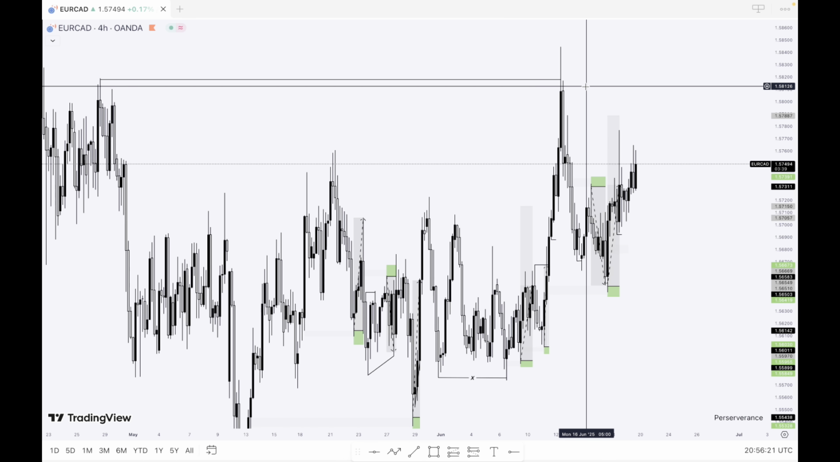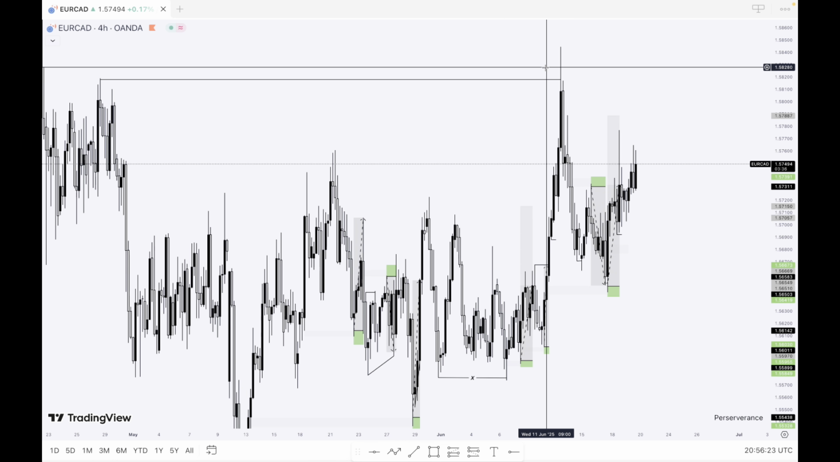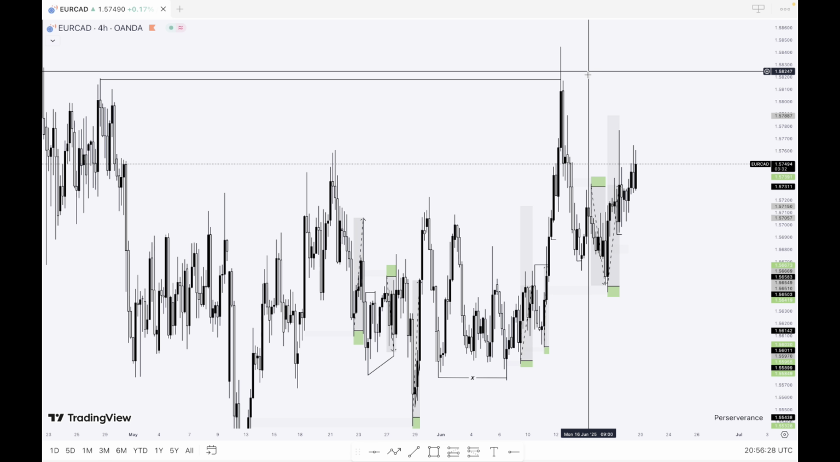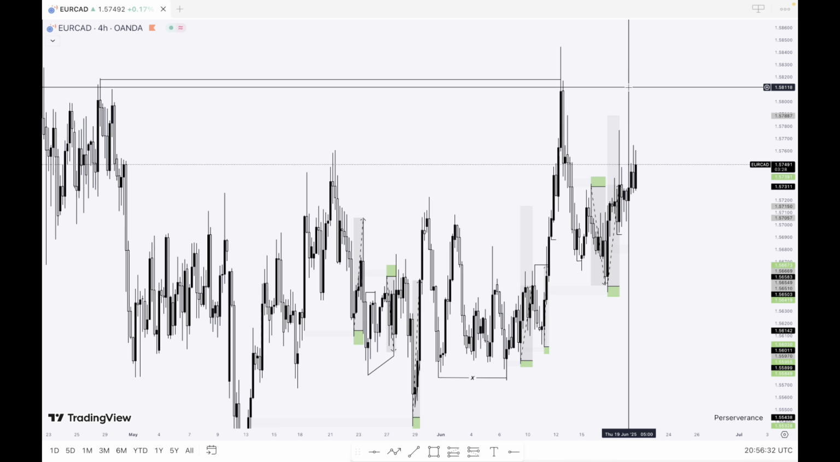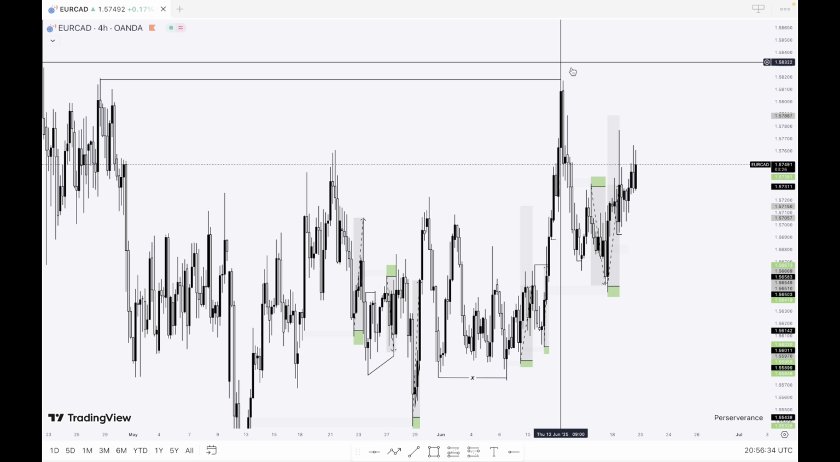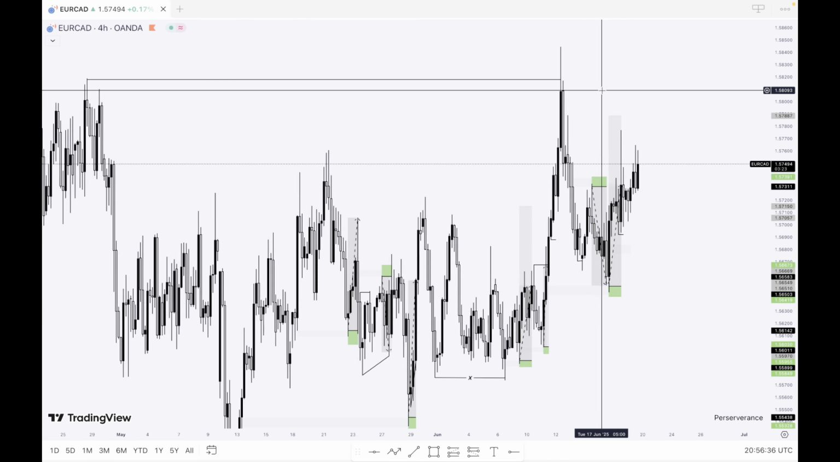Now how do we know that this is a liquidity sweep? Because price did not close above this zone with a candle body. Price wicked from this zone, okay, which means there's a weak rejection.